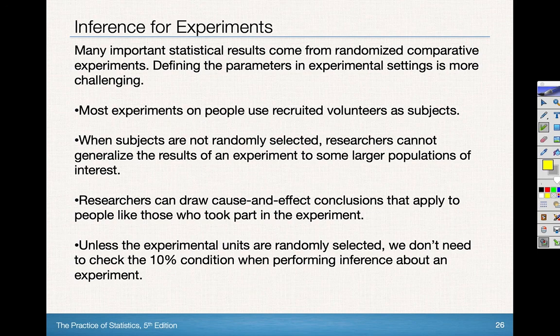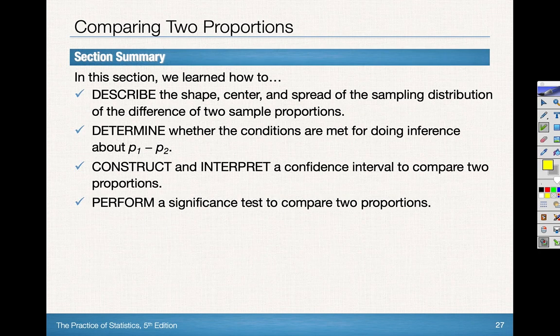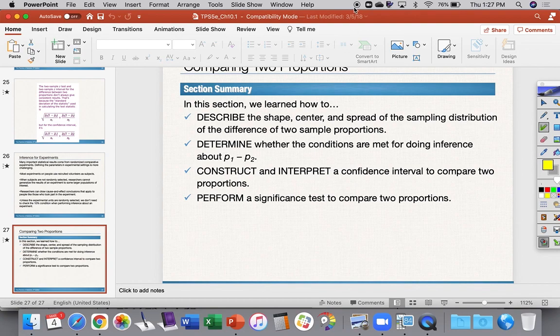Okay, we conclude our sentences the same way, but remember, cause and effect come from experiments. Conclusions about the broader population come from samples. This last bullet point really never happens. It says unless experimental units are randomly selected, don't check 10%. Yeah, there really aren't. Experimental units are not going to be randomly selected. That's it for section 1, chapter 10. Sorry it was long.